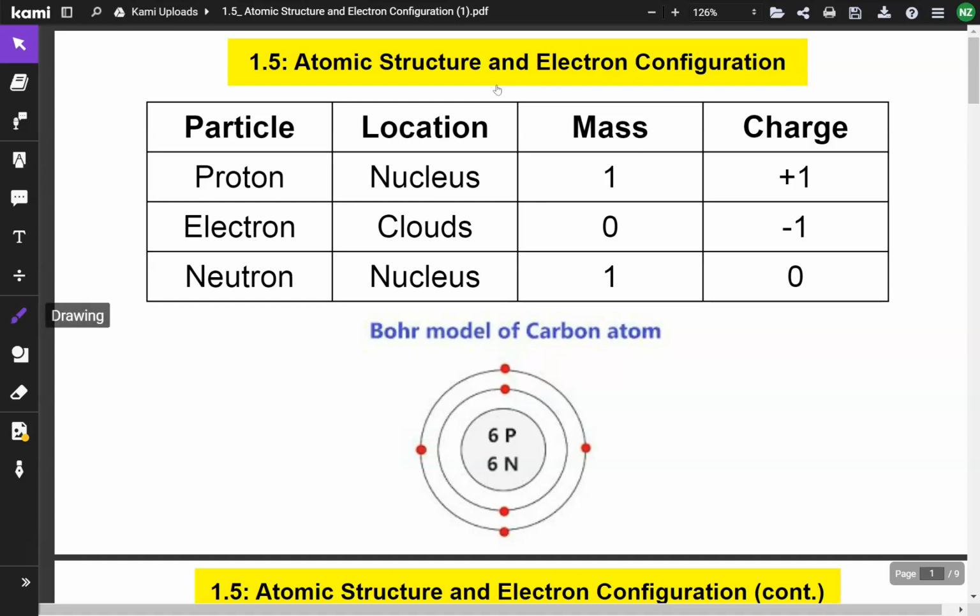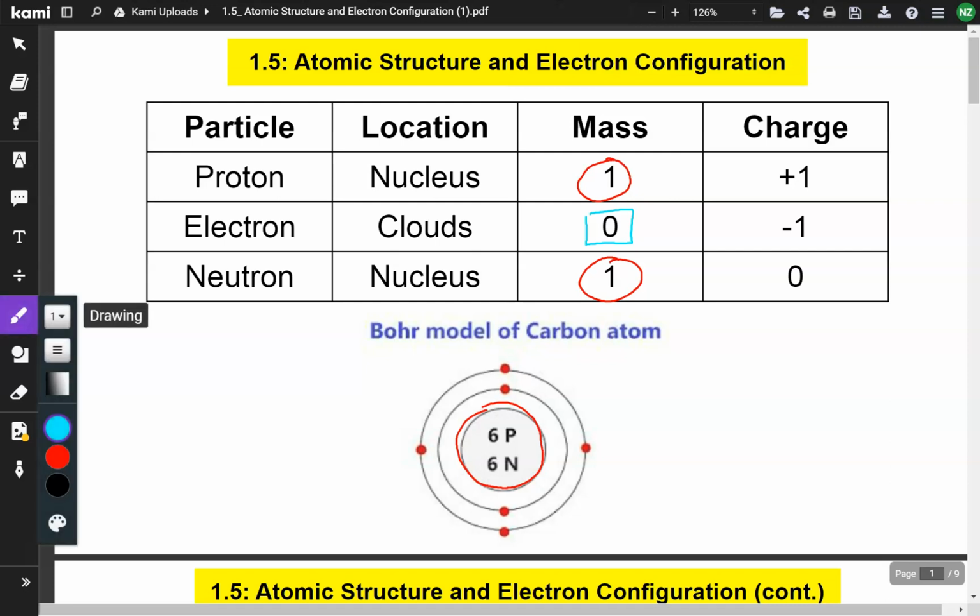The first is the proton. In our model of the atom here, our proton and neutron are located in the nucleus, or the center of the atom. Protons have a mass of 1. Neutrons have a mass of 1. Now electrons have mass. I know it says 0 here. Electrons have mass, but their mass is so much smaller than the mass of protons and neutrons that for the purposes of our class, we're going to consider they have a mass of 0.